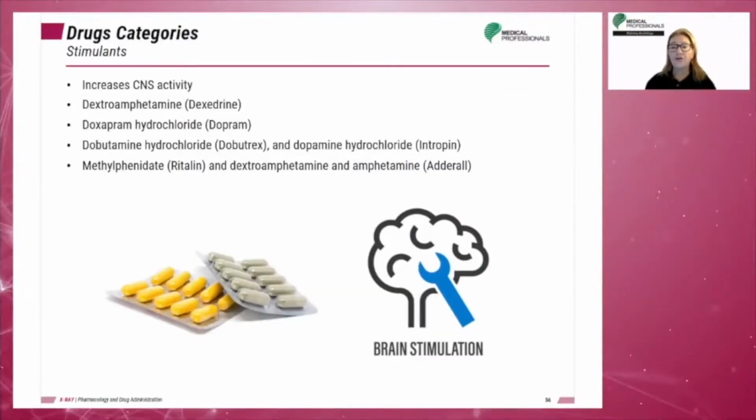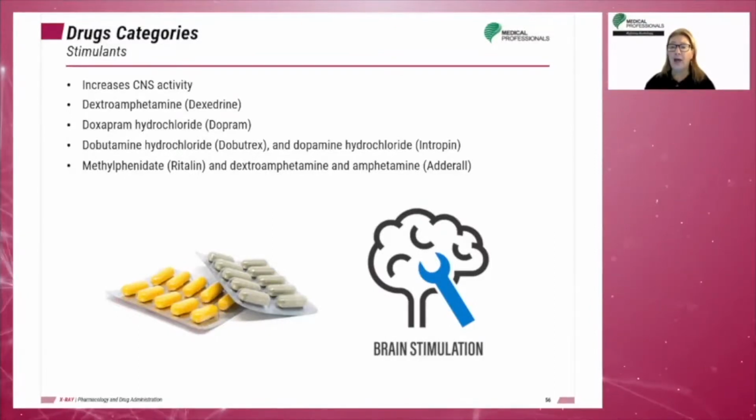Stimulants are drugs that increase the central nervous system activity. CNS stimulants increase activity of the brain and the spinal cord. For example, dextroamphetamine or Dexedrine is used to treat obesity. Doxapram hydrochloride or Dopram is a respiratory stimulant.